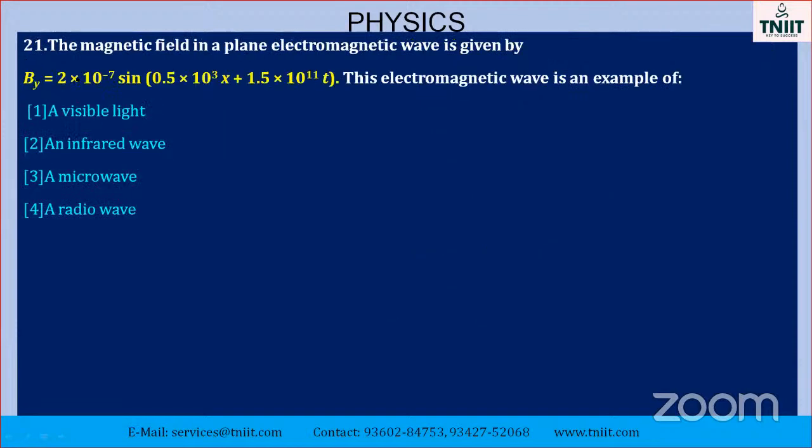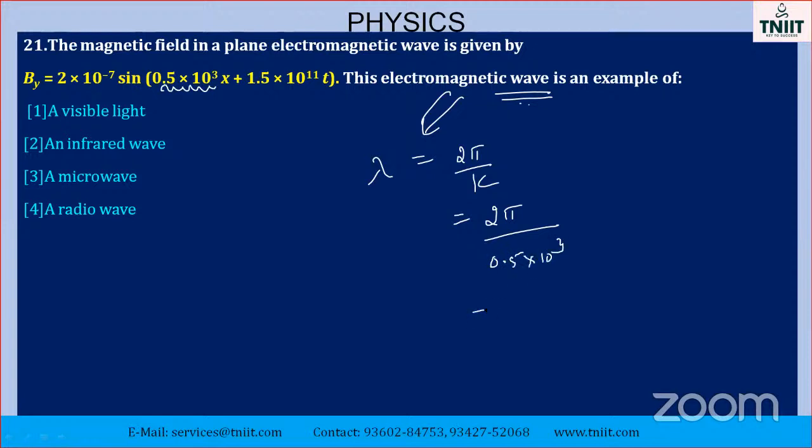Coming to the 21st problem. Whatever the magnetic field is given, they are asking you to find what the electromagnetic wave is an example for. Definitely, to find that, you have to find the wavelength. You know that wavelength is given by the formula 2 pi by k. So I'll keep 2 pi as it is. What is the k coefficient? K is this x coefficient, that is 0.5 into 10 power 3.